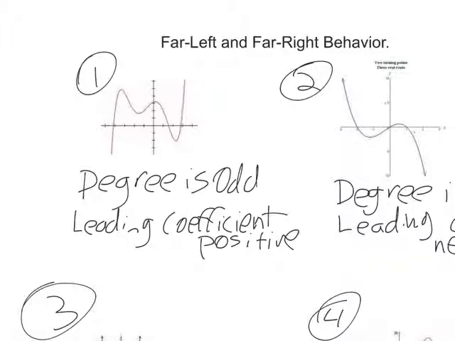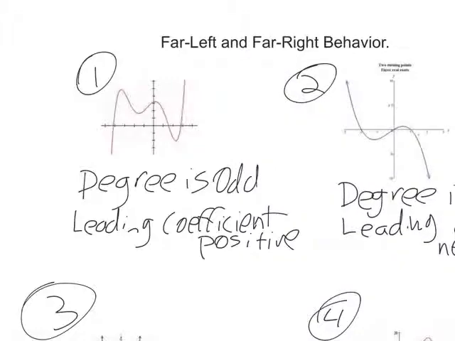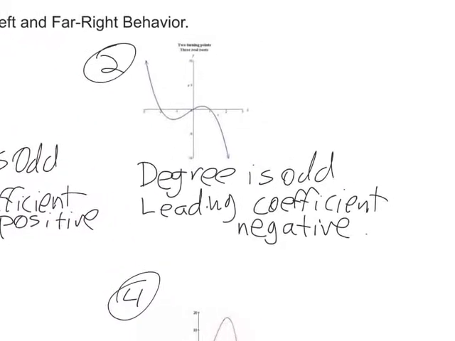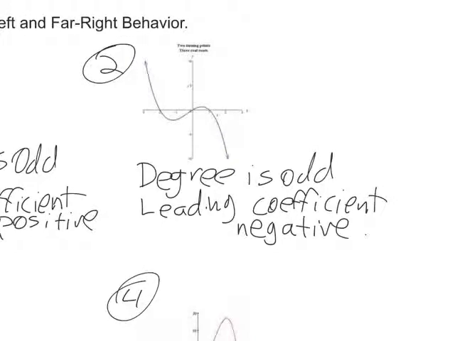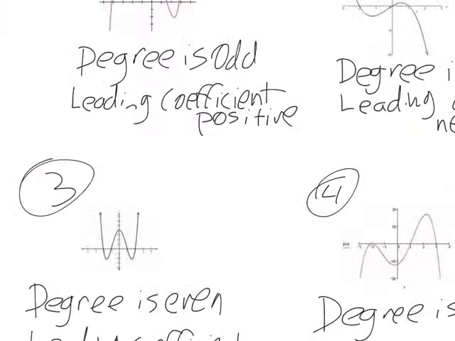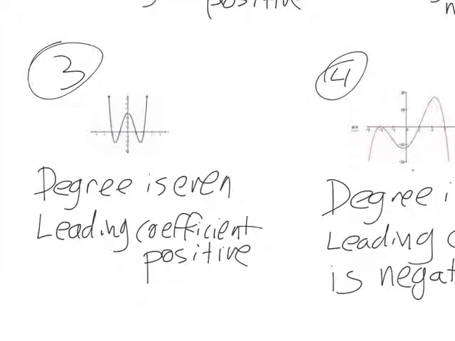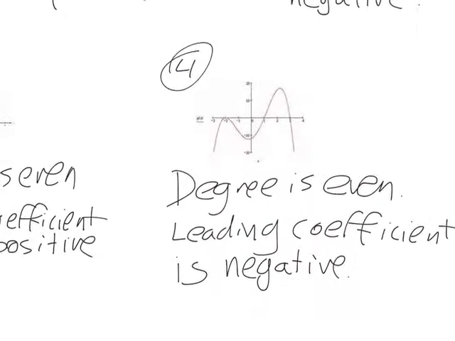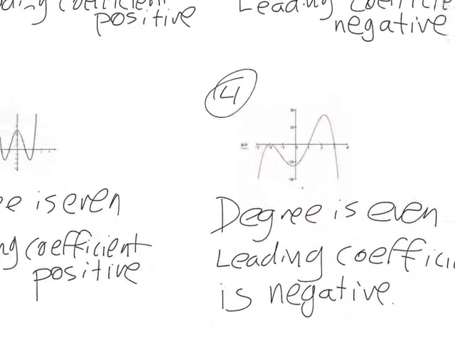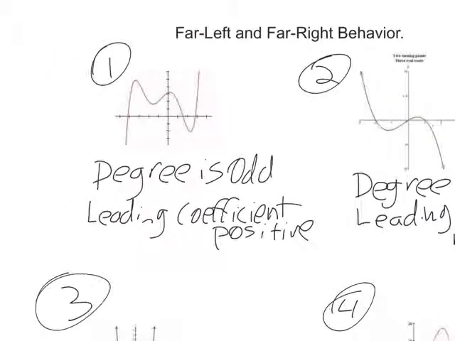Anyway, the degree is odd. You have the two ends of the graph going opposite directions. If you have a leading coefficient that's positive, the right end will go up. If degree is odd and leading coefficient is negative, the right end will go down. And then if your degree is even, the two ends will go the same way. Leading coefficient is positive, means they both go up. If it's negative, they both go down. So those are the four different situations you may see.